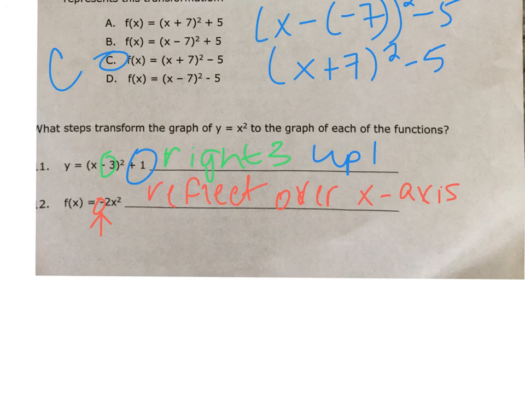And then the 2 makes it narrower, okay, but you can't just say narrower or wider, you have to talk about stretch or compression, horizontal or vertical. So since it is affecting the output, we're talking vertical, and narrower vertically will be a vertical stretch. And that's the end of that one.